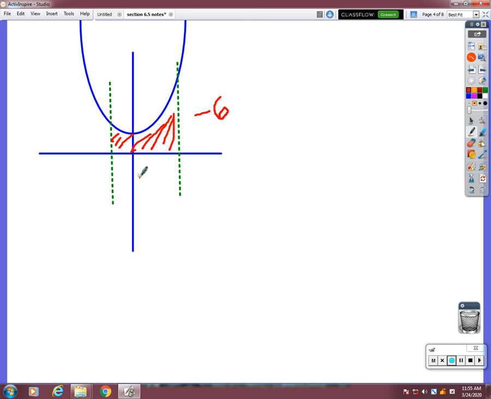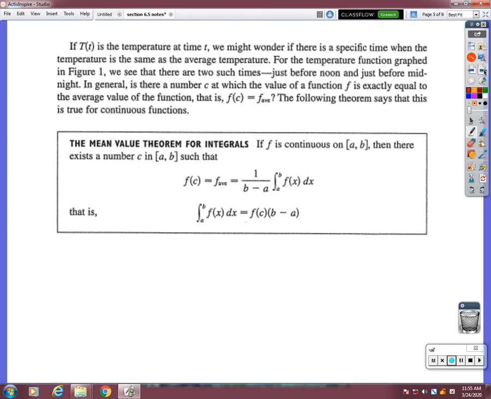So since this width here from -1 to 2 is 3, that means the average value of this, in other words, if I took this and turned it into a rectangle, the height of that rectangle would be 2, in order to make the area of this rectangle equal to the area of this funky shape right there. All right? Easy stuff.